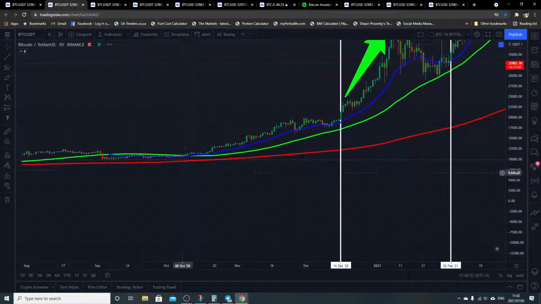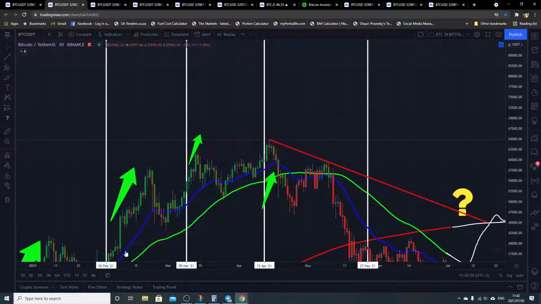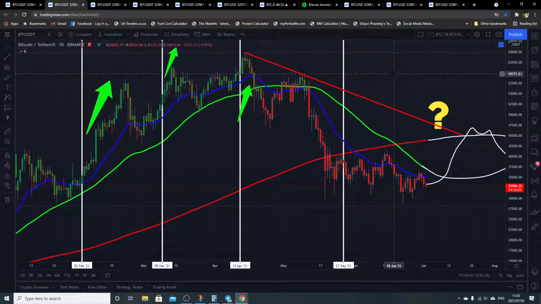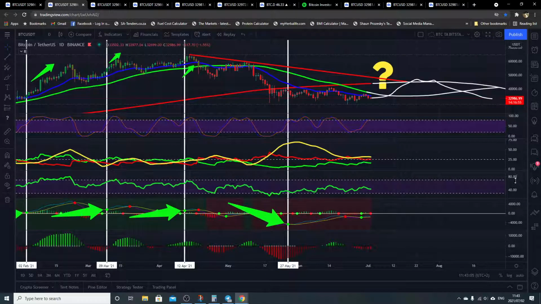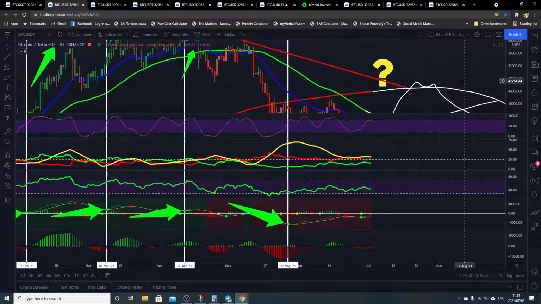Okay, just a quick one. We got across here, 21 EMA above the 50 MA, and we stayed above, and the price soared and went up. Okay, guys. Currently now on the stochastic RSI.